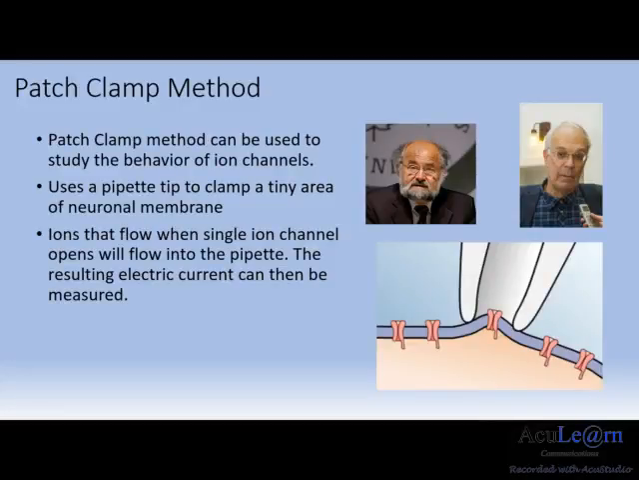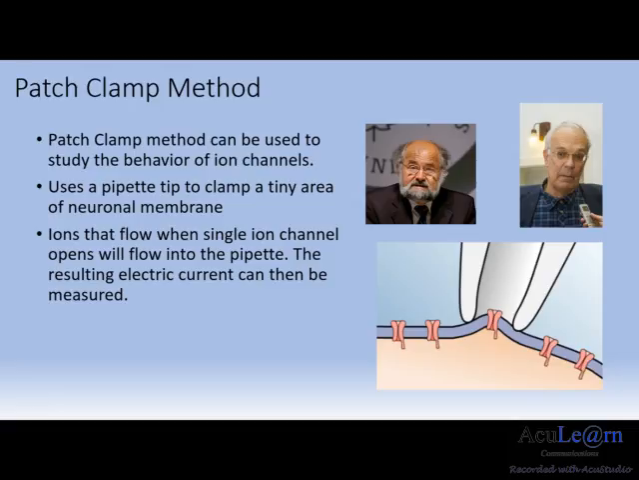The patch clamp method is a laboratory technique that can be used to study the behavior of a single or a multitude of ion channels. This technique was discovered by the German neuroscientists Erwin Neher and Bert Sakmann during the 1970s. They were awarded the Nobel Prize in 1991 for this discovery.